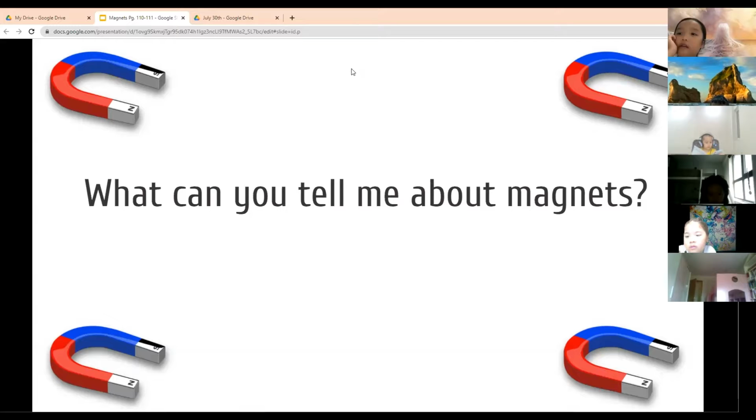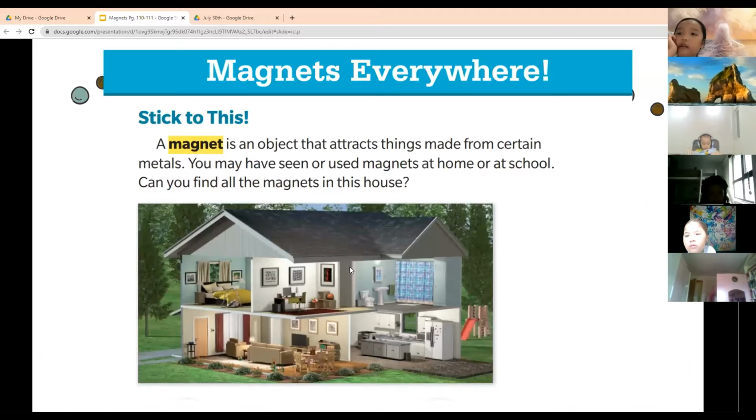Taylor, what does a magnet do? The magnets can make the metal stick to them. Yeah, it attracts metal. Let's read this section from your book. Bunny, can you read this for us?